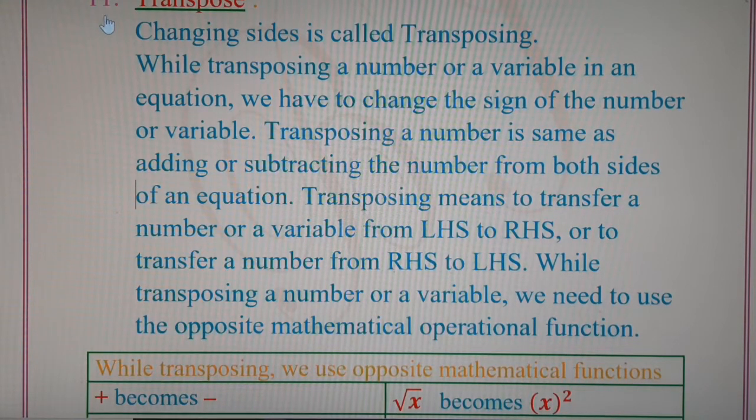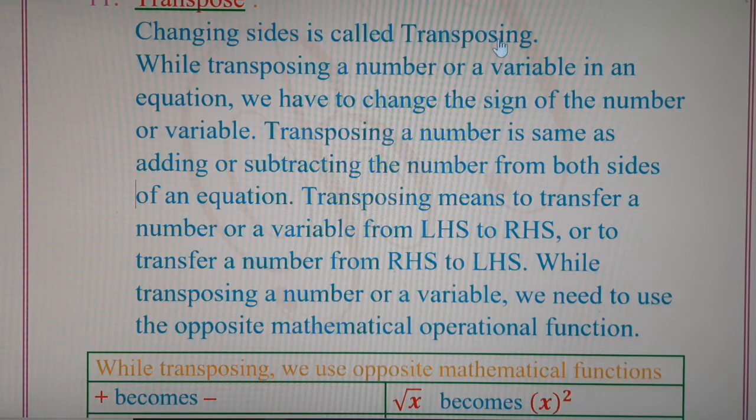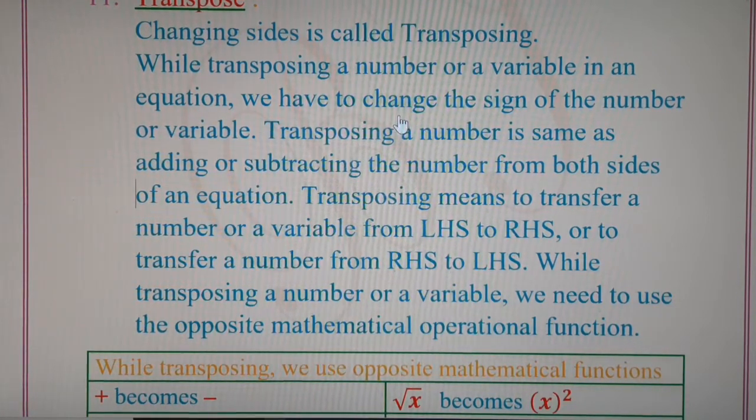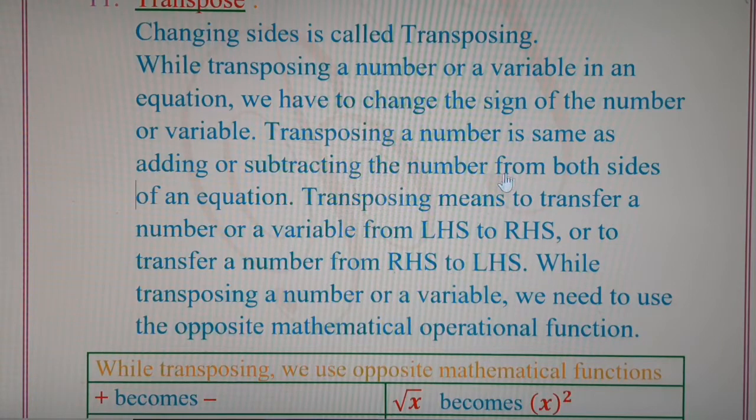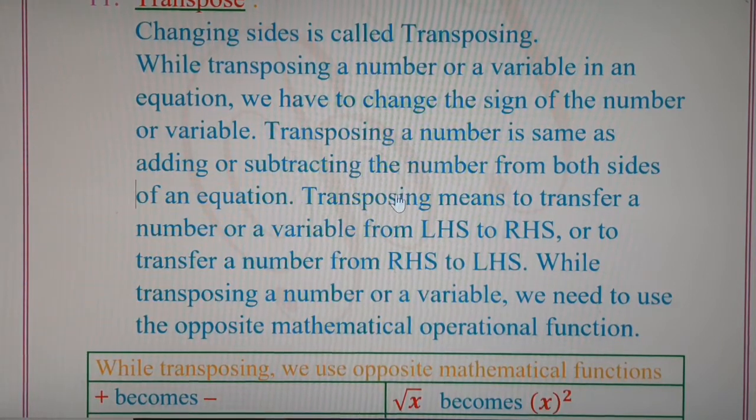A very important rule you have to understand is the transpose rule. The meaning of transpose is changing sides. Changing sides is called transposing. While transposing a number or a variable in any equation, we have to change the sign of the number or the variable. Transposing a number is the same as adding or subtracting a number from both the sides of an equation.